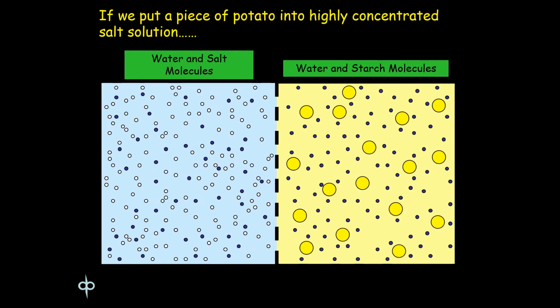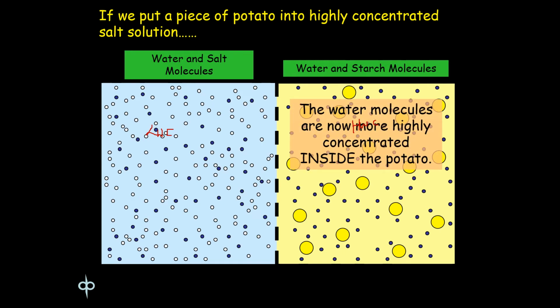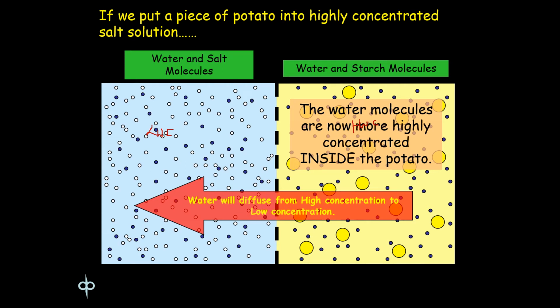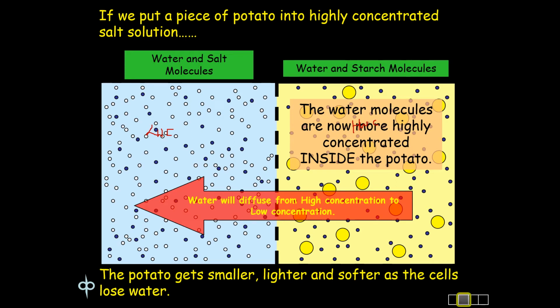Whereas if we put the potato into a highly concentrated salt solution, we've got less water. So we see our salts taking up a lot of the spaces. So the white blobs are taking up a lot of the spaces. So our higher water concentration is now on the inside, and our low water concentration is on the outside. So the water molecules are now more highly concentrated inside the potato, so the water will diffuse from the high concentration to the low water concentration. So the potato gets smaller, lighter, and softer as these cells lose water.